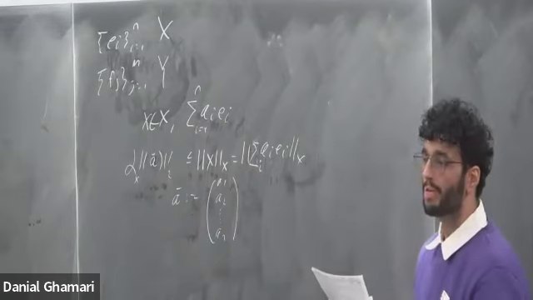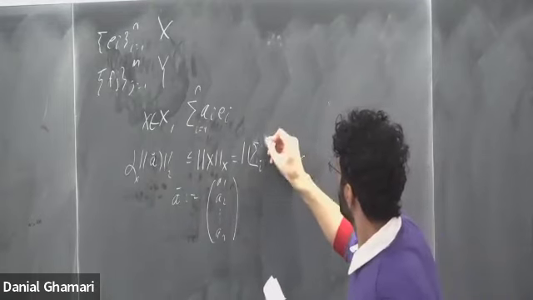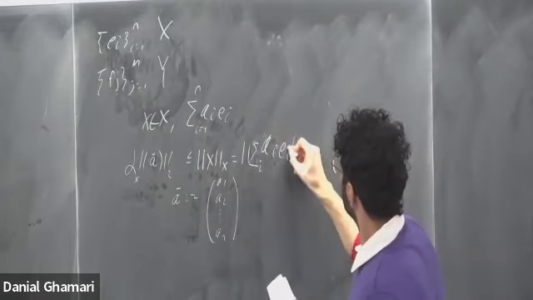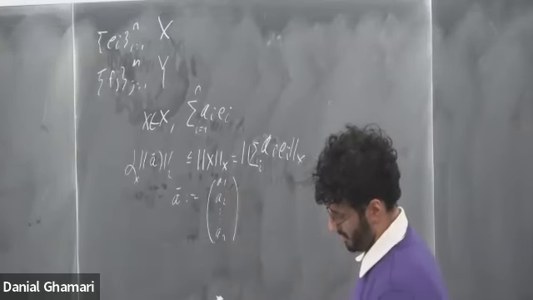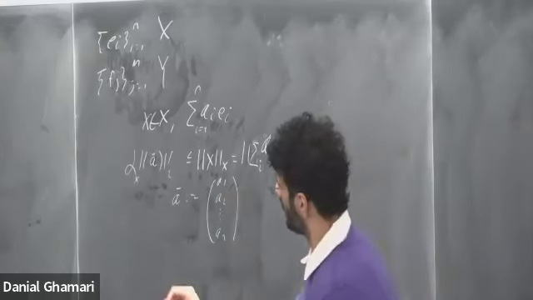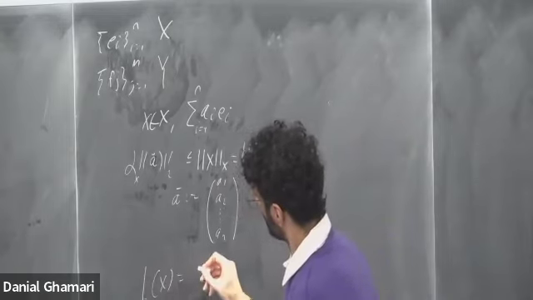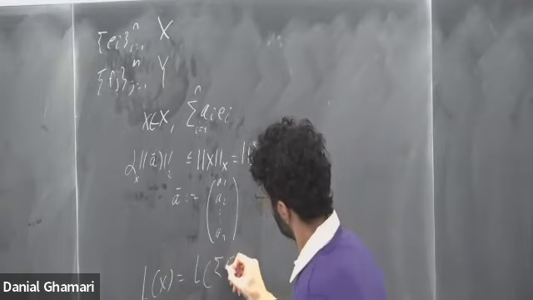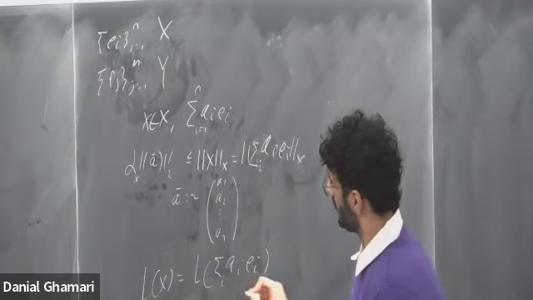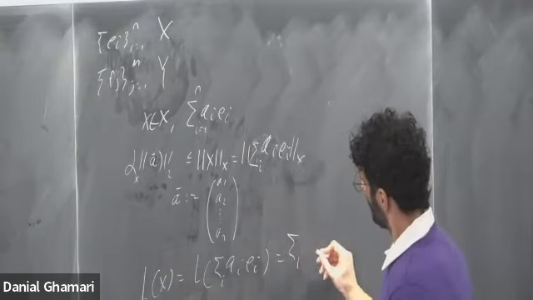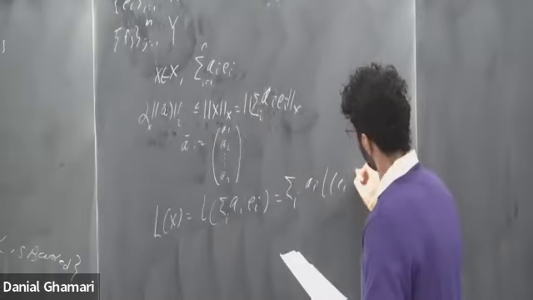Now, can you write your indices a bit bigger so the camera can pick it up? A sub I. Okay. And then what we'll do is say, if I do L of x, I can rewrite that as L of the sum of a_i e_i. L is linear, so I can pull the sum out. So it's equal to the sum over i of a_i L(e_i).